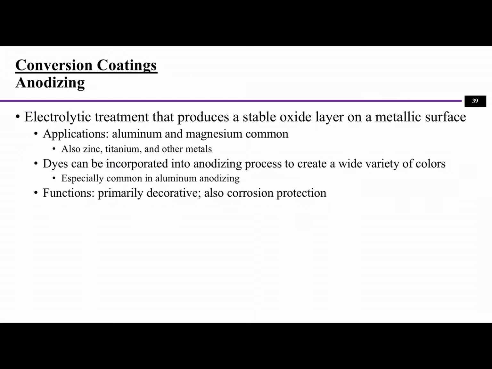During anodizing, dyes can be incorporated into the process, and then we can create a wide variety of colors. So when we use anodizing, we add different colors for decorative purposes. It can also be used for corrosion protection. Anodizing is also a very common process for coating of metals.